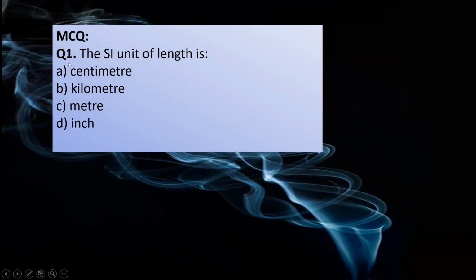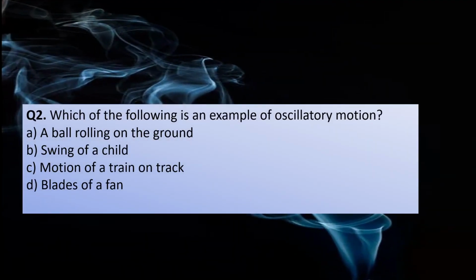Multiple choice question. Question number 1. The SI unit of length is: option A, centimeter; option B, kilometer; option C, meter; option D, inch. What is the answer? Guess. Answer is C, meter.